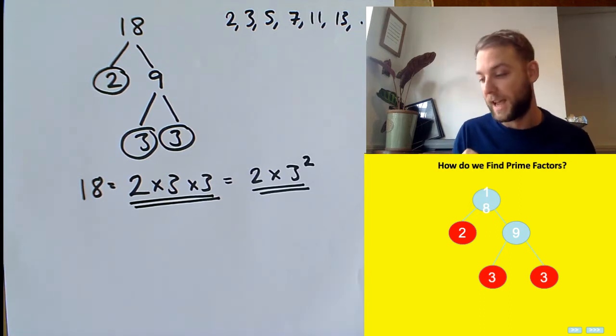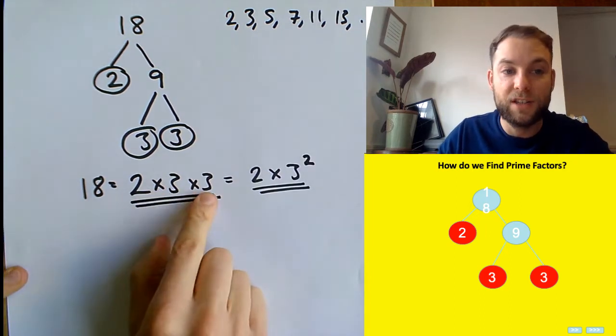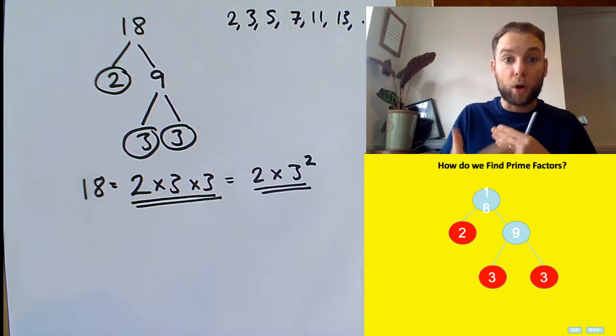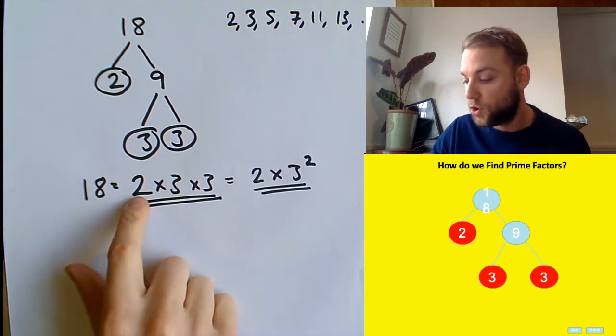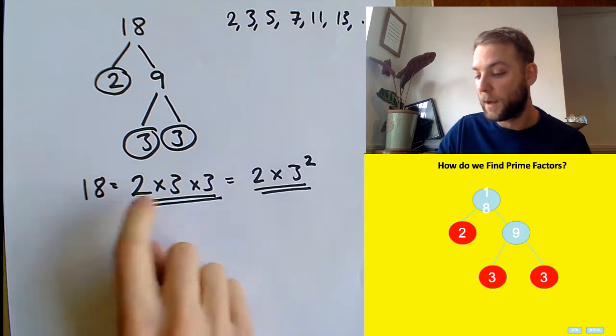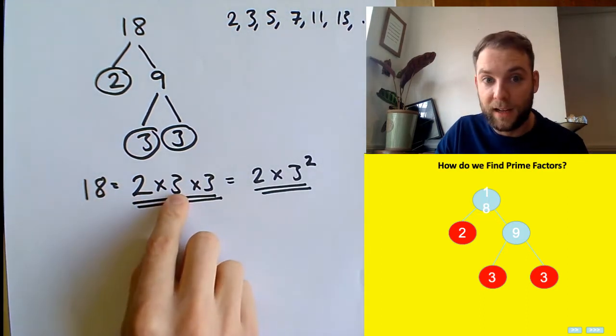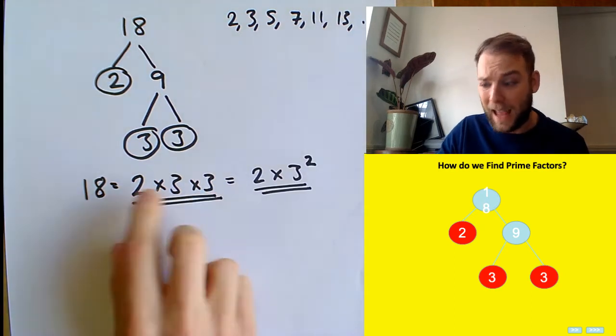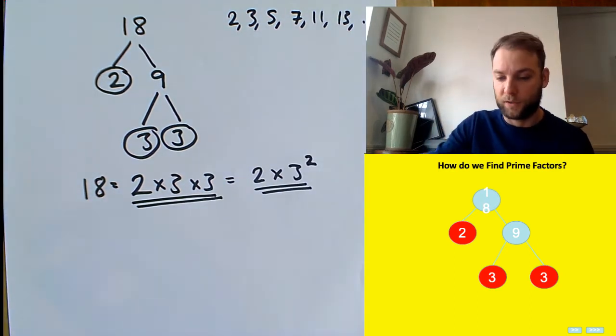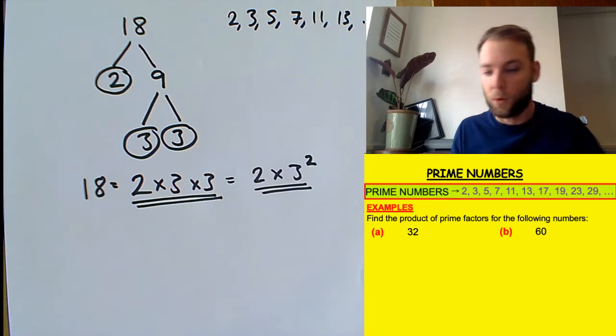Another common mistake is that people put additions in these. Remember, it's a product of primes. So 2 times 3 is 6, times by 3 is 18. If you put an addition in this, 2 plus 3 is 5, plus 3 is 8, and that's not what I want. I want it to be a product of primes. Let's have a go at a couple more of these.